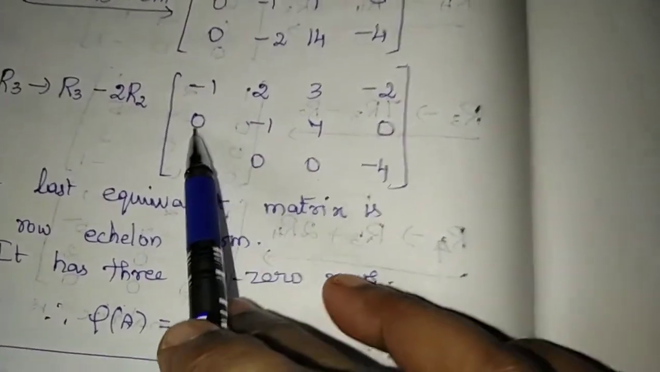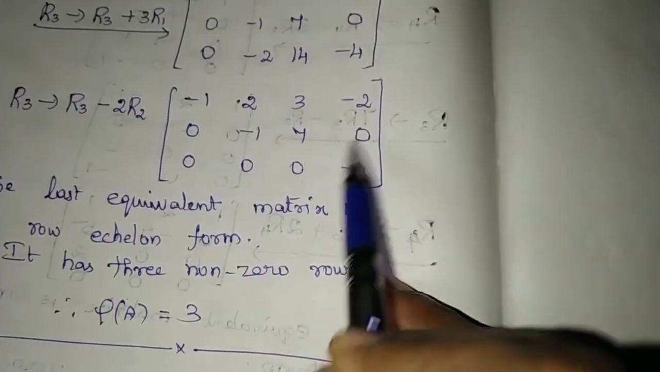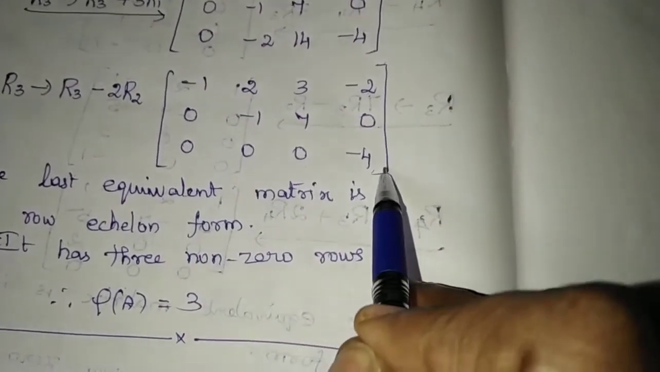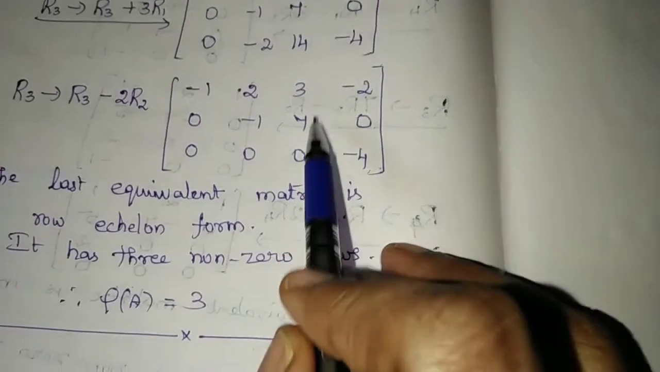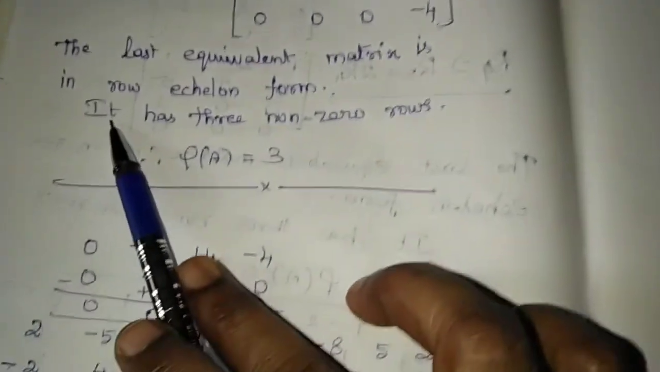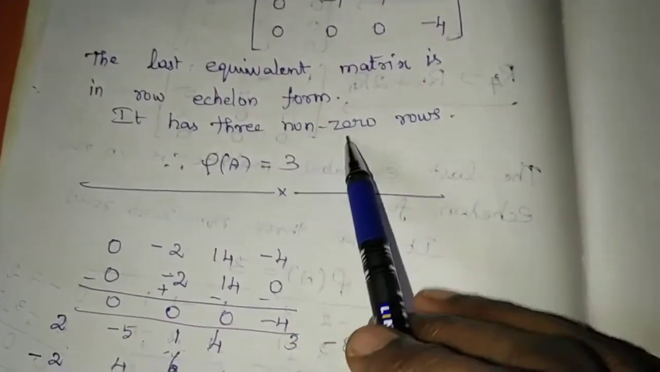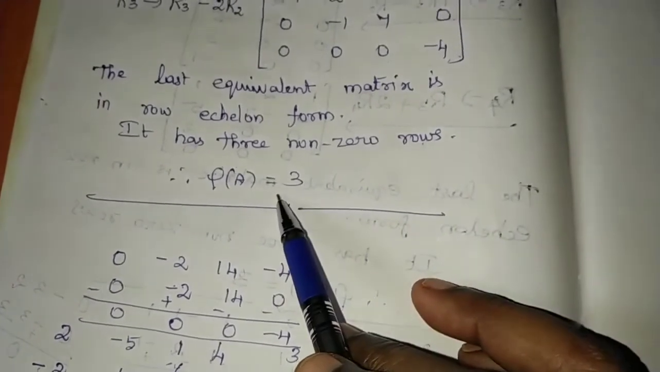Here also a non-zero entry is there, rank 1. Here also a non-zero entry is there, rank 1. Here also a non-zero entry is there, rank 1. But 3 non-zero entries. It has 3 non-zero rows. Rank of A equal to 3.